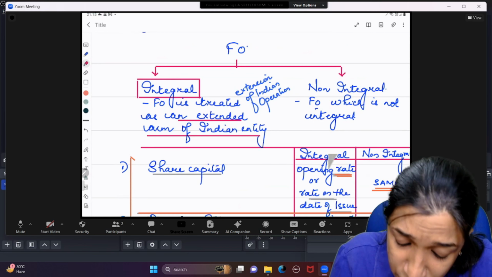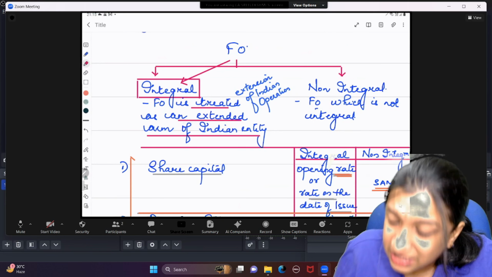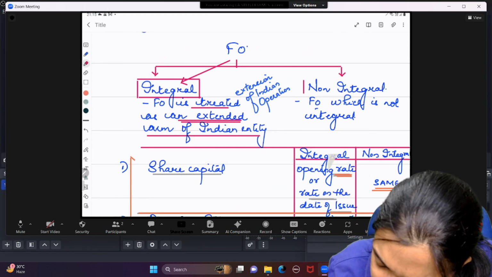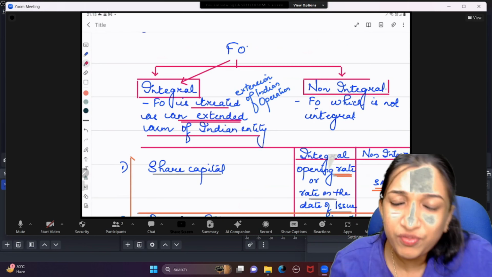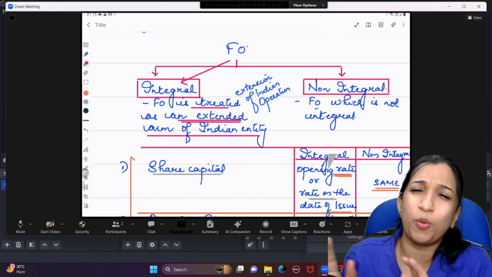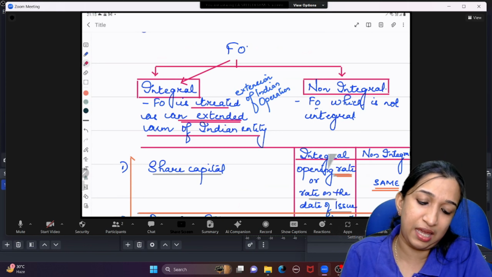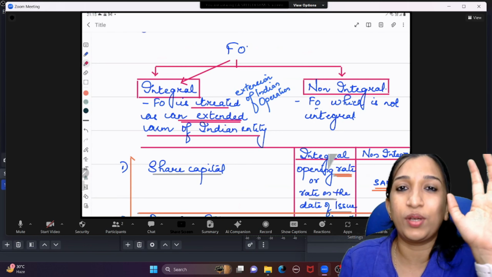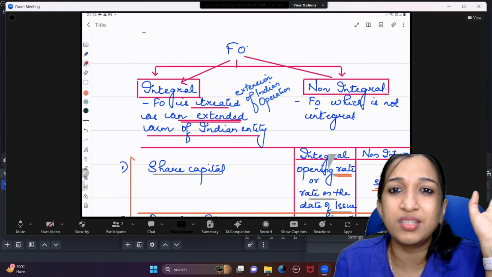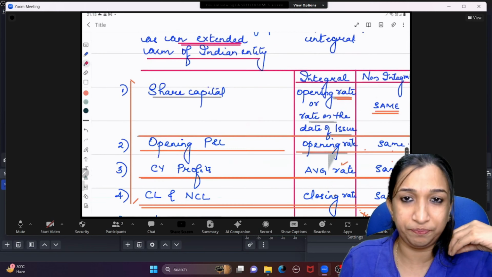Sorry, foreign operation can be integral, that is, foreign operation is treated as an extended arm of Indian entity, or non-integral, which is not integral. We have a foreign operation there, but there is not much connection. We are doing our business, they have a separate line of business there. Okay, fine. So foreign operations for the purpose of translation is divided into integral, non-integral. So this part you know already.